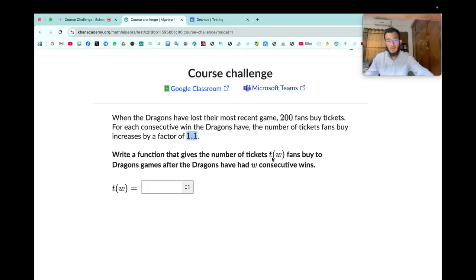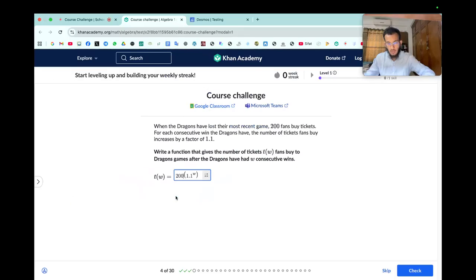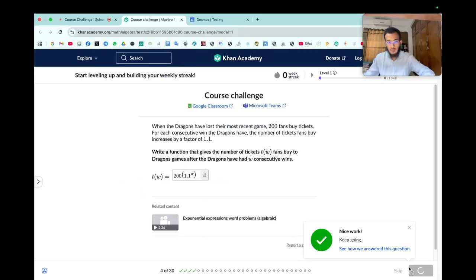So we have to represent a function where we have W consecutive wins. It increases by a factor of 1.1, which means 1.1 to the power W. But because we have an initial value of 200, it should be 200 for W equals 0. Anything to the power 0 is 1, so it gives me 200. So this should be the answer.